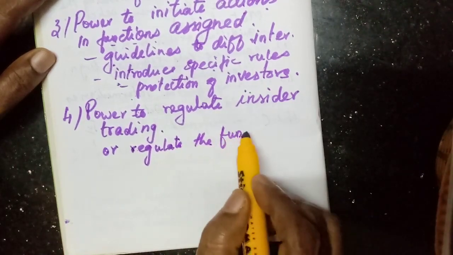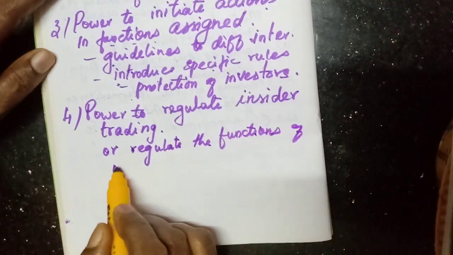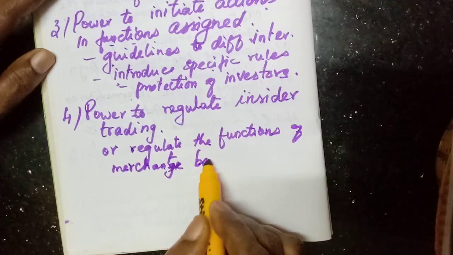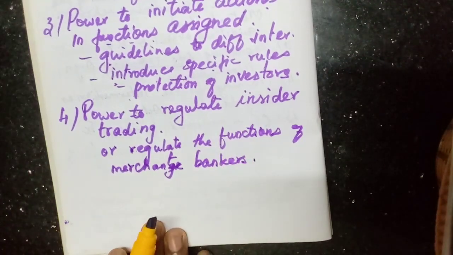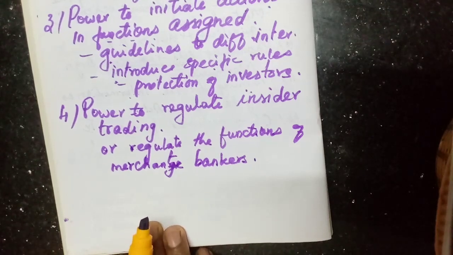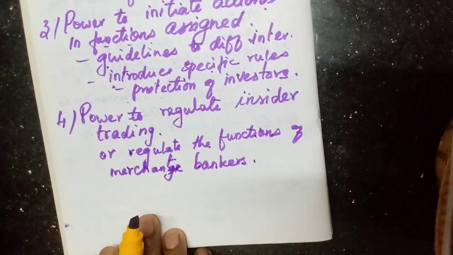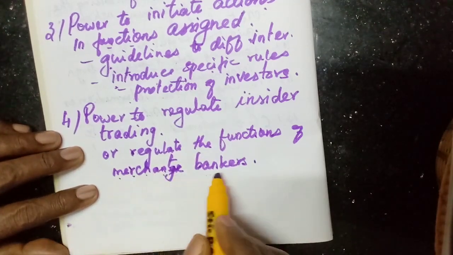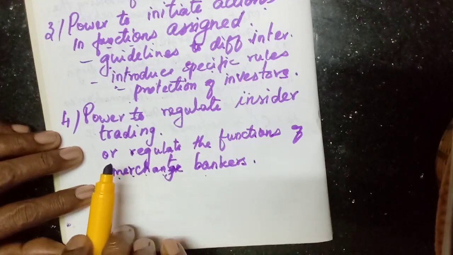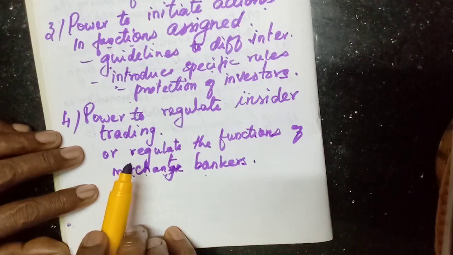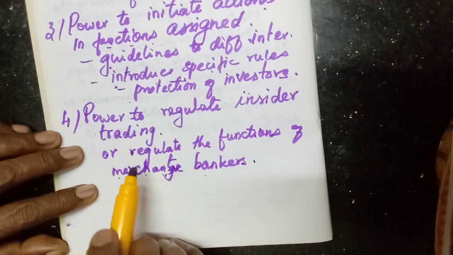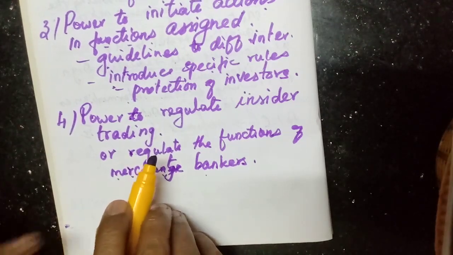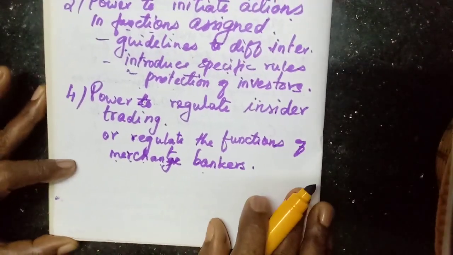it can regulate the functions of merchant bankers. Merchant bankers are those who get the shares in their hands and they will sell them to the public. Okay, they are called the merchant bankers. They know how the particular company is earning profit. They know very well that within a short period of time they are going to earn a heavy profit. Knowing this matter, they may not purchase most of the shares on their own.